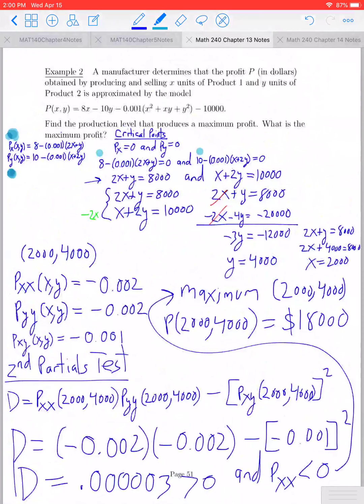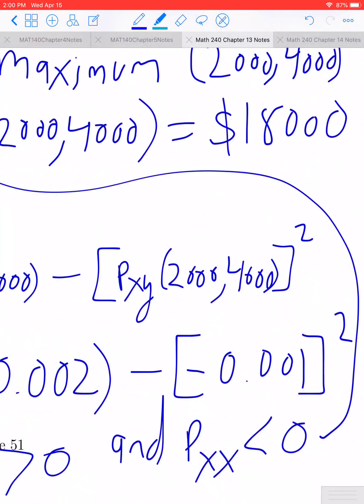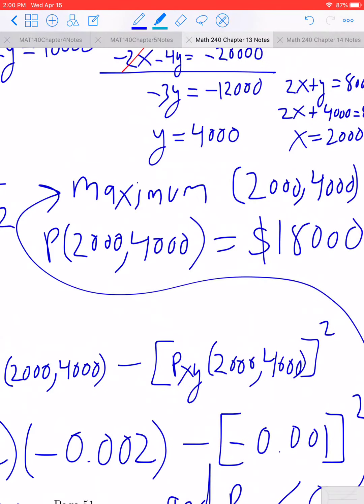In addition to D being greater than 0, we check the sign of our second partial with respect to x, which was negative 0.002, less than 0. If D is greater than 0 and the second partial with respect to x is less than 0, then that critical point produces a maximum. So the production levels we would want to use to create the maximum revenue or profit would be 2,000 units of type 1 and 4,000 units of type 2. So that answers the question of the production levels.